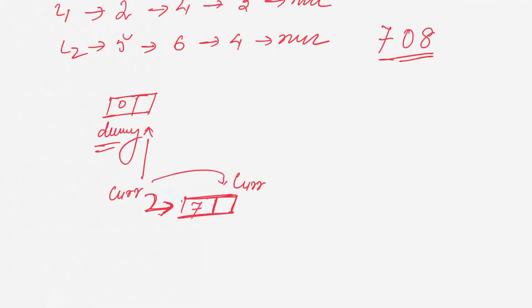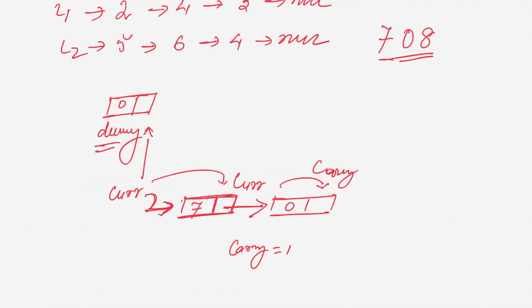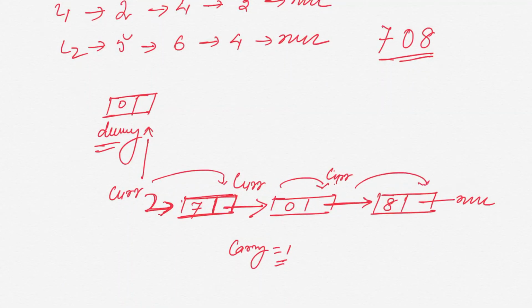Now again, 6 plus 4 is 10, so I will have one carry equal to 1, and I will create another node with value 0. Again I will attach it as current's next, and I will move current here. Now I have an additional carry of 1, and 4 plus 3 is 7, plus 1 is 8. Current dot next is going to be 8, and again current will move here.